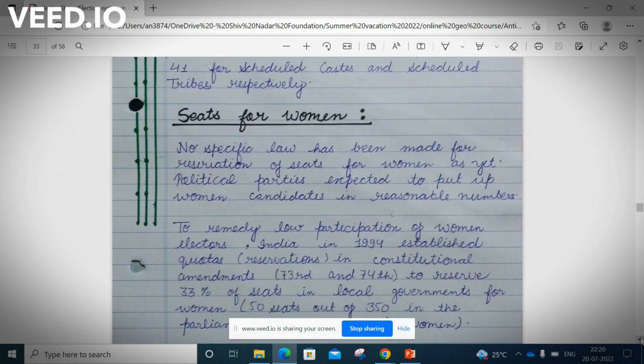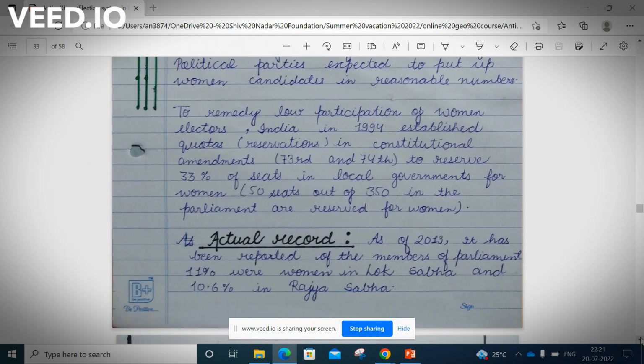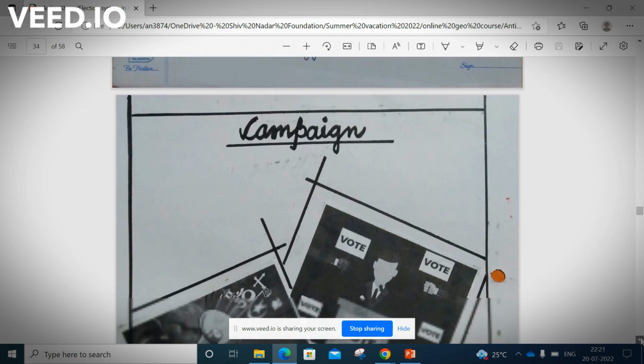Seats for women. This is the most debatable topic, we can say. No specific law has been made for reservation of seats for women as yet. Political parties are expected to put up women candidates in reasonable number, especially 30% is set, but the actual records, yeah. As of 2013, it has been reported that of the members of Parliament, only 11% were women in Lok Sabha and 10.6% in Rajya Sabha.